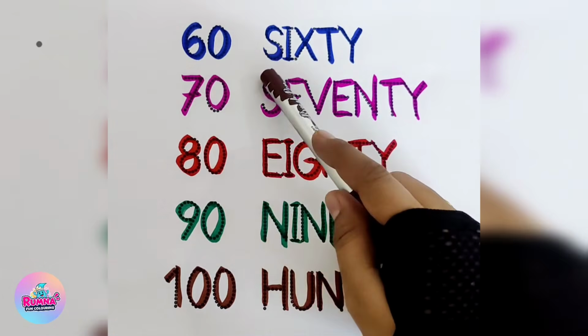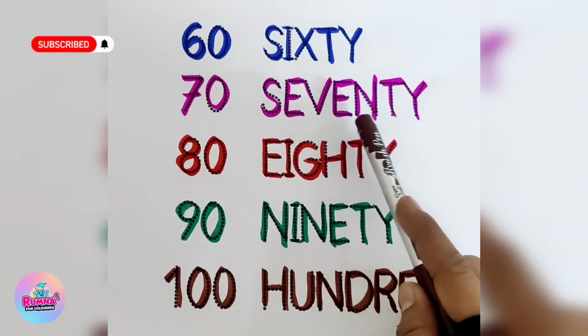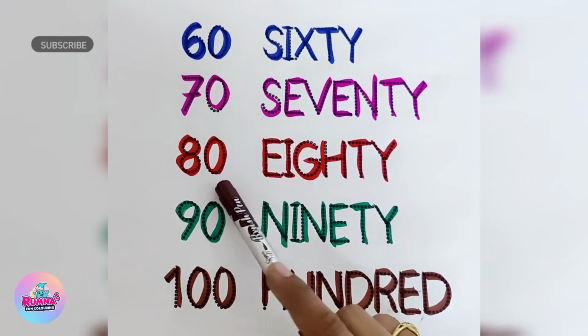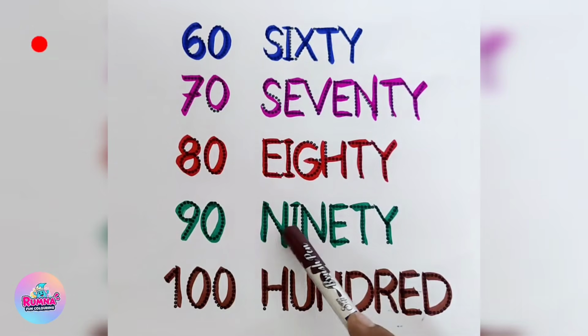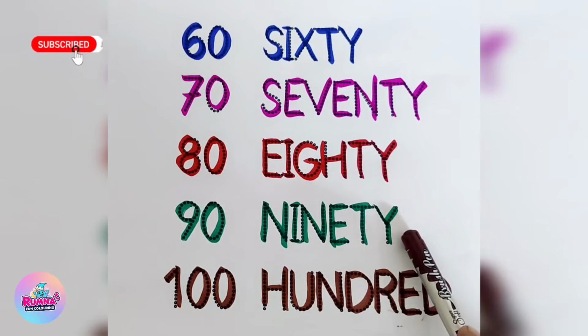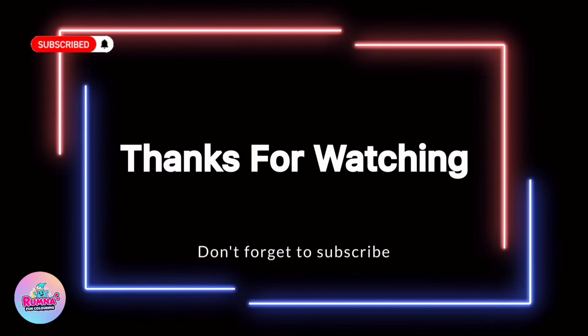60. SIXTY 60. 70. SEVENTY 70. 80. EIGHTY 80. 90. NINETY 90. Then 100, HUNDRED 100. Very nice. You all keep practicing so that you will learn it.